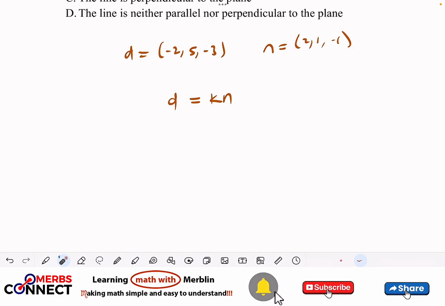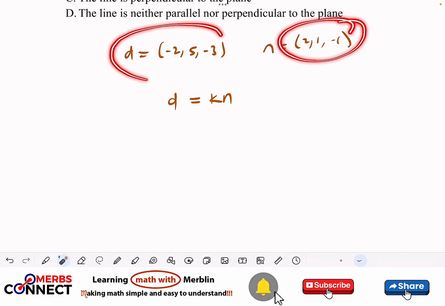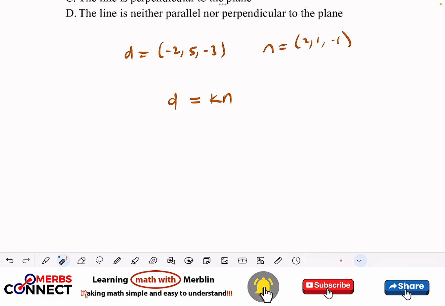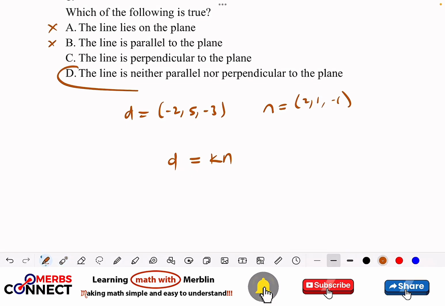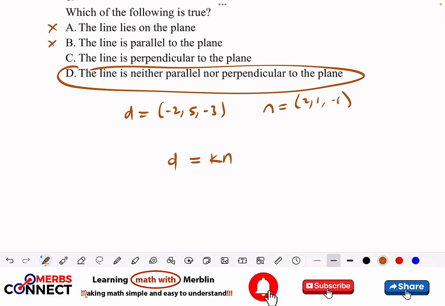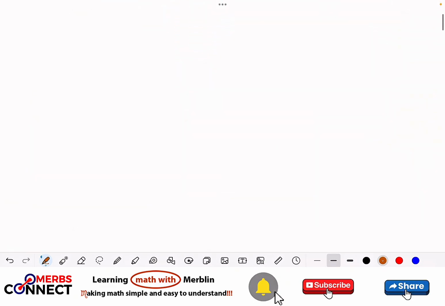So for us to get the first -2 here, we see that if we multiply this one by -1, we'll get this one. But multiply this one by -1 and -1, you are not going to get this one. So indeed, we don't have any scalar that we are going to use to multiply this to get this. So what we are going to say here is that the line is not also perpendicular. So the best option that we need to choose here is D. That's the best option that we are going to choose from here.